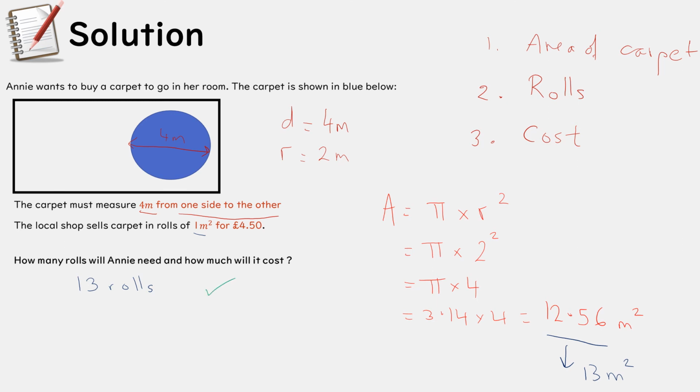So that's that first part of the question done. 13 rolls. Well, next bit's quite straightforward. If I've got 13 rolls and they're £4.50 each, the last thing I need to do is 13 times the cost of each roll, £4.50, and I can type that into my calculator. 13 times £4.50, and it's going to cost Annie £58.50 in total. So that's my answer. There we go, tick it if you got it right, well done.